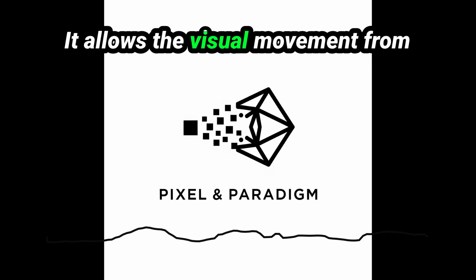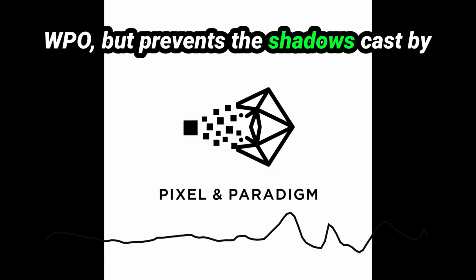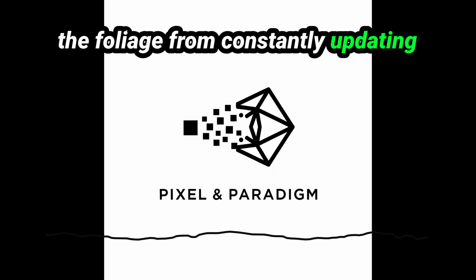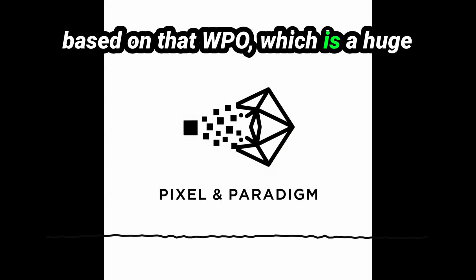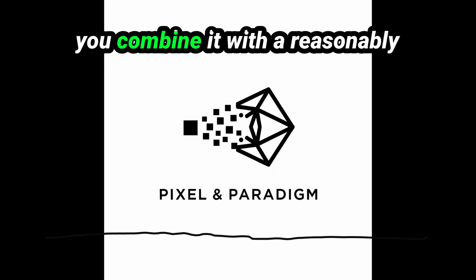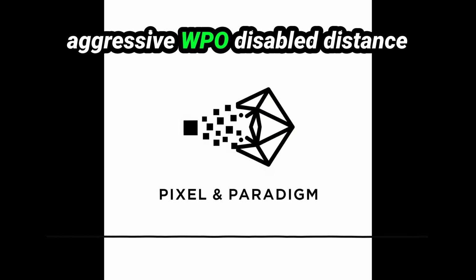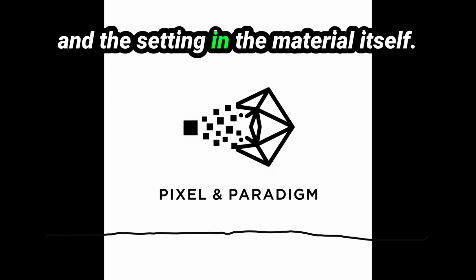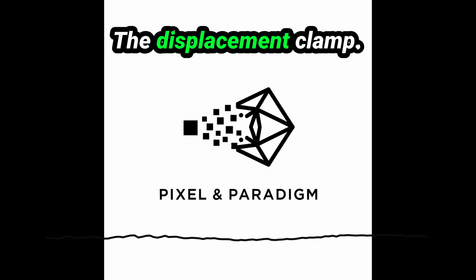It allows the visual movement from WPO, but prevents the shadows cast by the foliage from constantly updating based on that WPO, which is a huge performance win, especially when you combine it with a reasonably aggressive WPO disable distance. And the setting in the material itself, the displacement clamp.